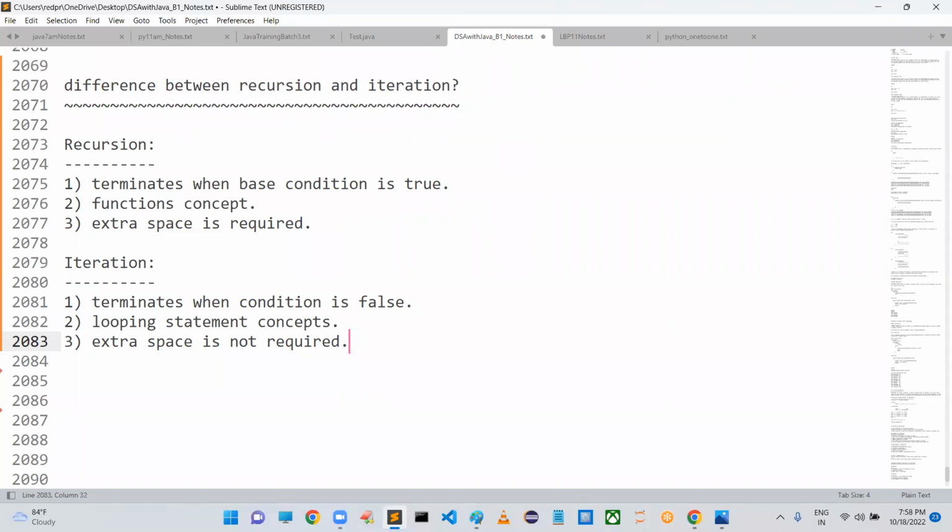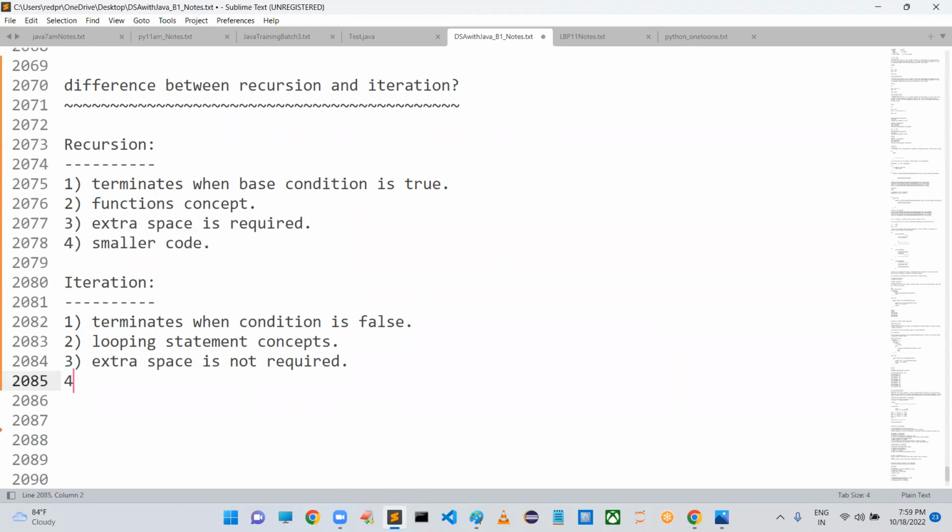But when you are using iteration, that much is not required. This is one more difference we can explain. Then in recursion, we can write smaller code, and here we can write bigger code. I told you, if you want these kinds of benefits, you have to compromise with space. These are the main differences between recursion and iteration.